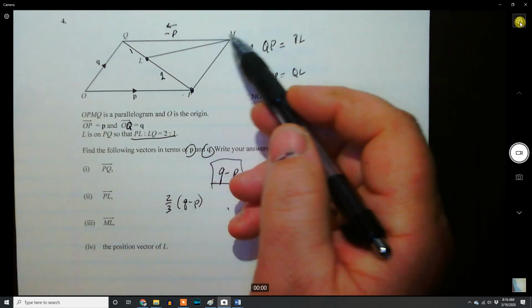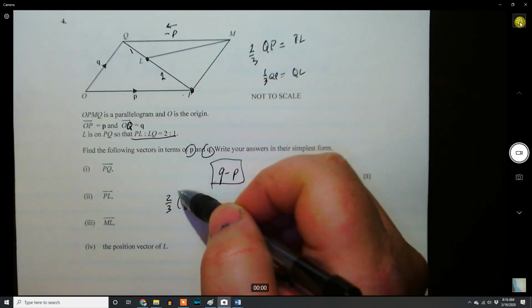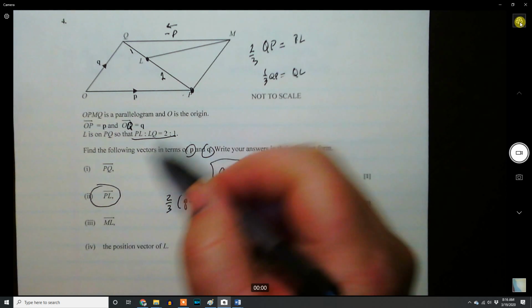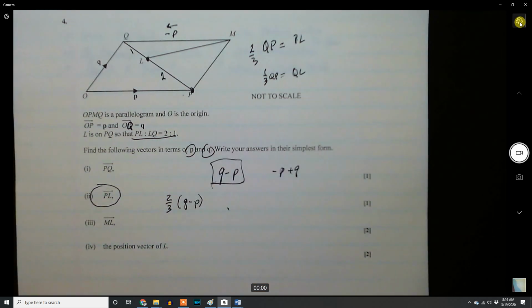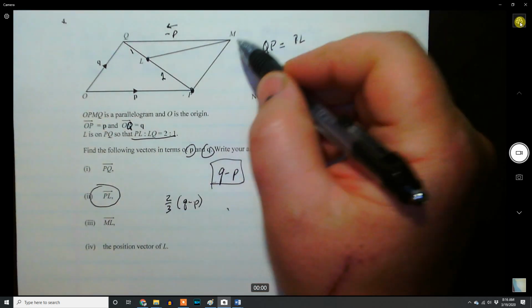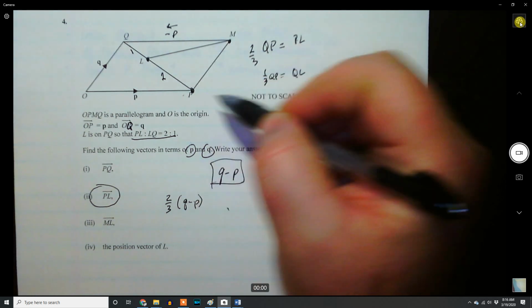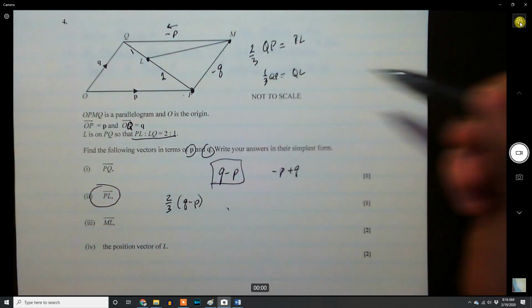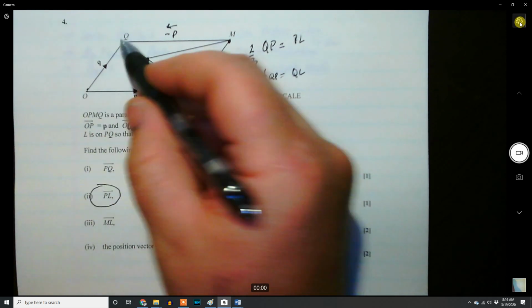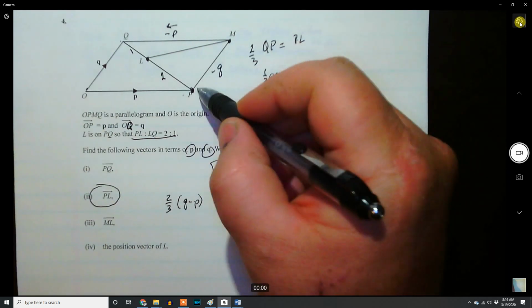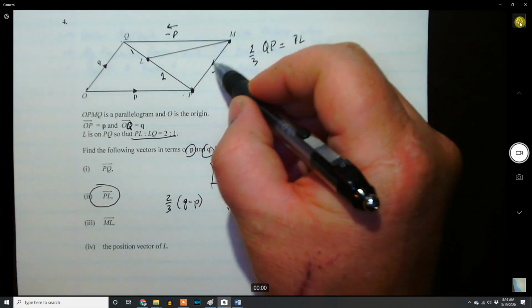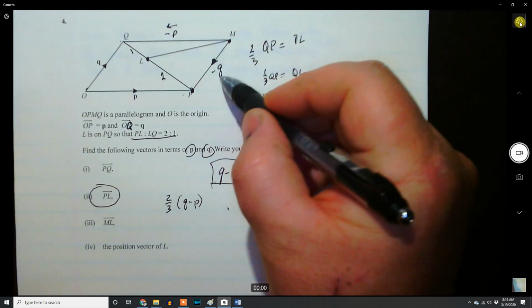Let's see if we can figure out how to go from here to here using this. Because we know how to go from here to here. We know how to go from P to L. So do we know how to go from M to P? Well, that's just negative Q, right? Because Q goes from here to here. This is a parallelogram, so this is parallel. It's the same length. So if we went that direction, that would be negative Q.